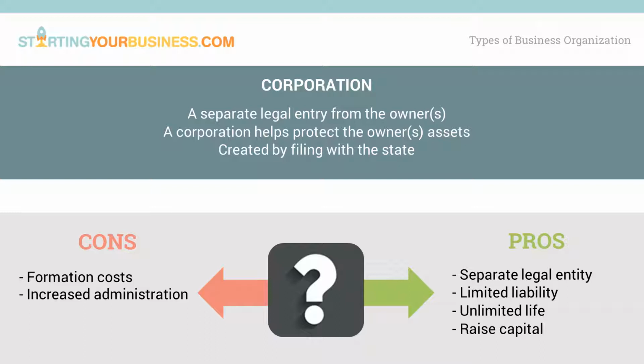There are a few downsides of the corporation, which include the cost of formation and increased administration. The corporation costs $90 to file the Articles of Incorporation in Kansas. In addition, there are a number of administrative duties, such as an initial board of directors meeting, shareholders meeting, taking minutes at the meeting, issuing stock certificates, and writing the bylaws.